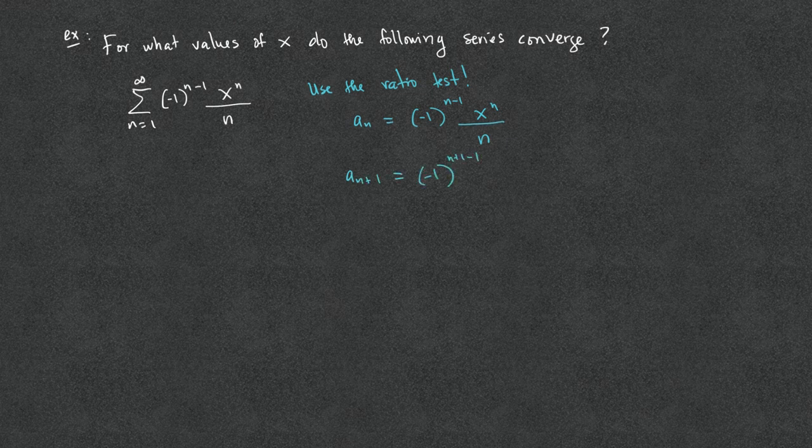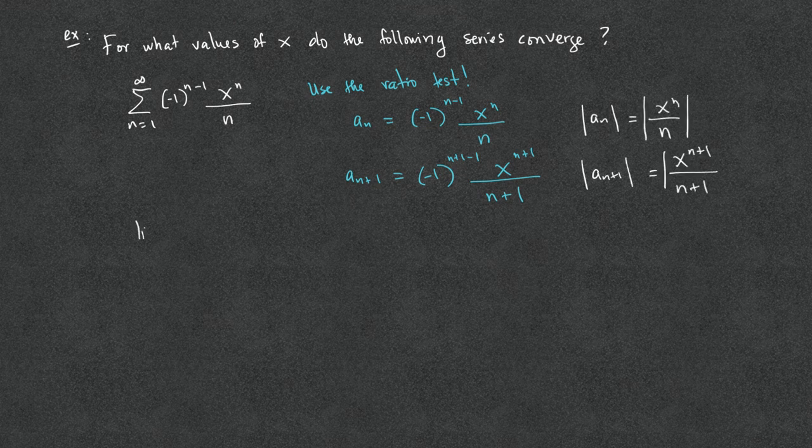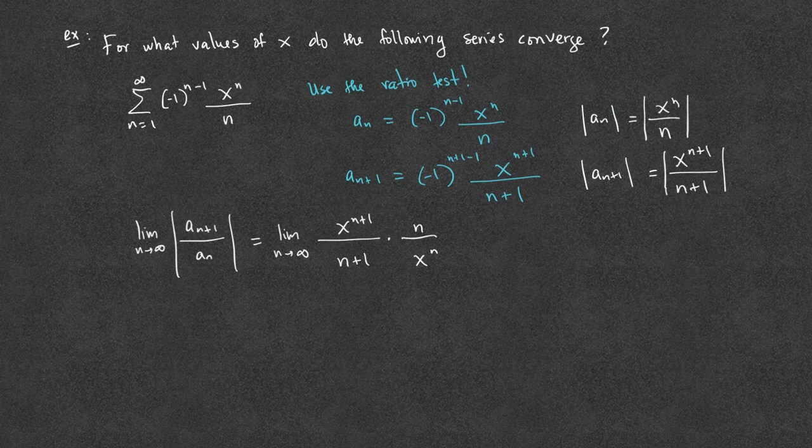a_(n+1) is (-1)^((n+1)-1) times x^(n+1) over n+1. The absolute value of a_n is the absolute value of x^n over n. The same goes for the a_(n+1) term. The limit of the ratio a_(n+1) over a_n is therefore the absolute value of x^(n+1) over n+1 times n over x^n.